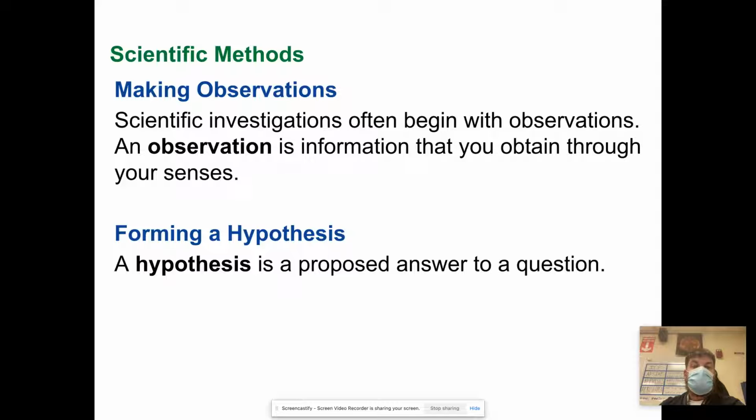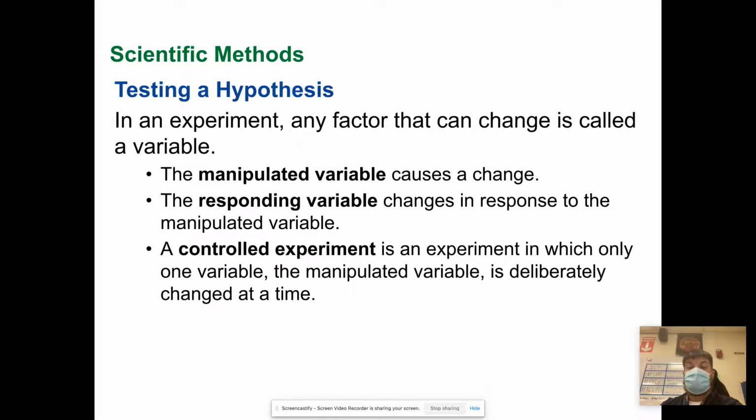And then forming a hypothesis is a proposed answer to a question. So the question at the beginning of this was, how do I avoid water? Which method is going to help me get less rain on me? And you can form a hypothesis just by watching people in the rain. You could test that hypothesis by manipulating the variable: have a bunch of people run, have a bunch of people not run. The responding variable changes in response to the manipulated variable.